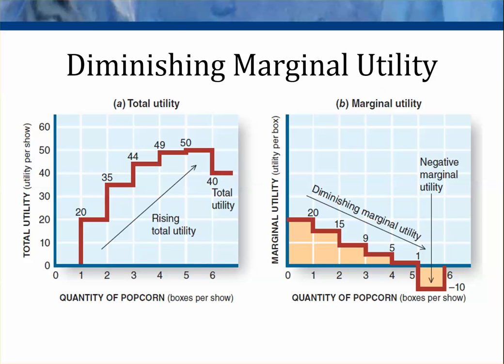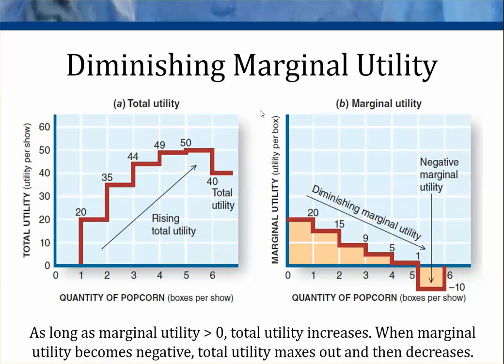So in the previous video, we talked about diminishing marginal utility, and we know the relationship between the marginal utility and the total utility. When the marginal utility is larger than zero, we expect the total utility will increase. If the marginal utility becomes negative, the total utility will decrease. If the marginal utility equals zero, we will reach the maximized utility.